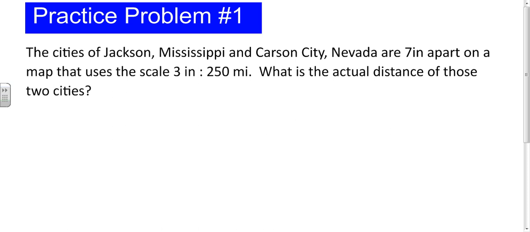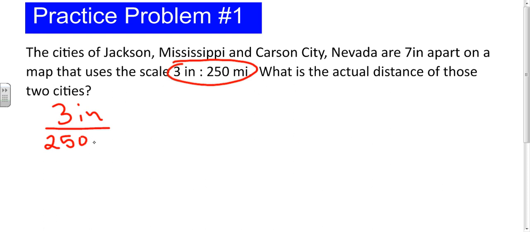Okay, here's a problem for you to practice on your own. The cities of Jackson, Mississippi and Carson City, Nevada are 7 inches apart on a map that uses a scale of 3 inches to 250 miles. What's the actual distance of those two cities? So remember, I want to use this scale as one side of my proportion: 3 inches to 250 miles. And I want to be consistent with my units on the other side, so I'm going to set it up as inches to miles on the other side.